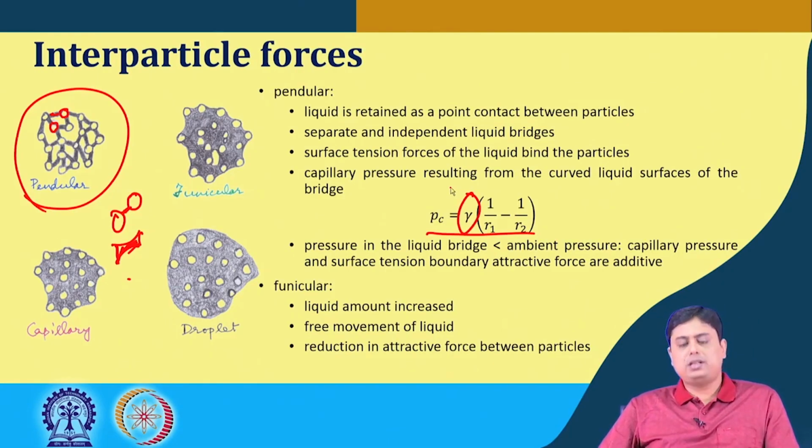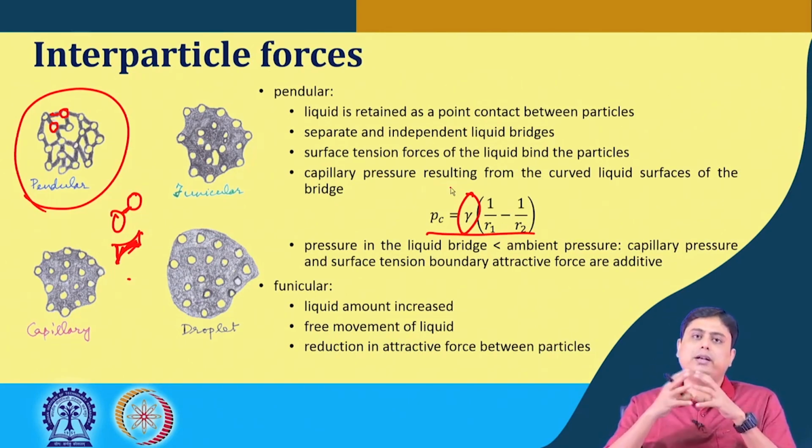So, when the pressure in this liquid bridge is less than the ambient pressure, then this capillary pressure and the surface tension force become additive. Together they become the total resulting force. So, this is the initial stage of granulation, or the formation of the liquid bridge. Now, why this is important we will see later in granulation.